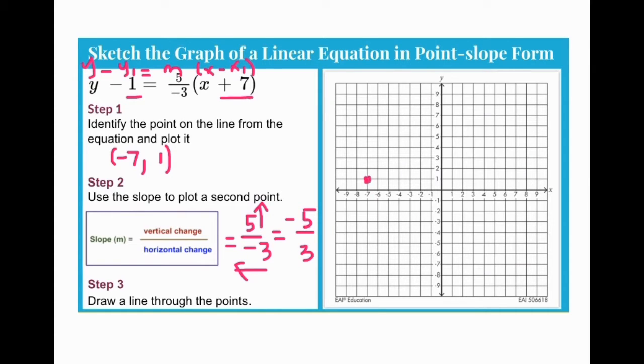So we'll move up 5 units. 1, 2, 3, 4, 5. Count the number of spaces and move to the left 3 units. Or another way is you can go down 5 units and make a right 3. So go down 1, 2, 3, 4, 5 and right 3 units, or you can add one more point. Then we connect the points.